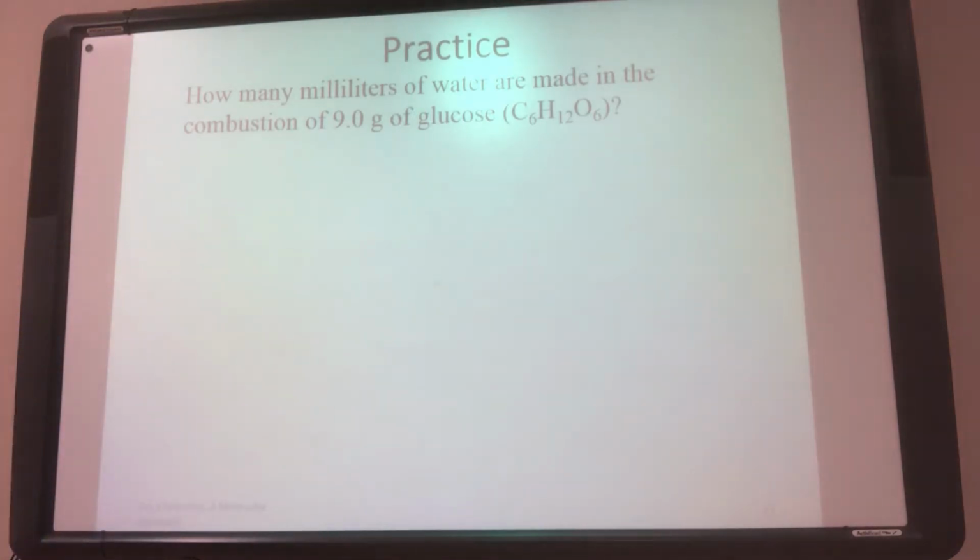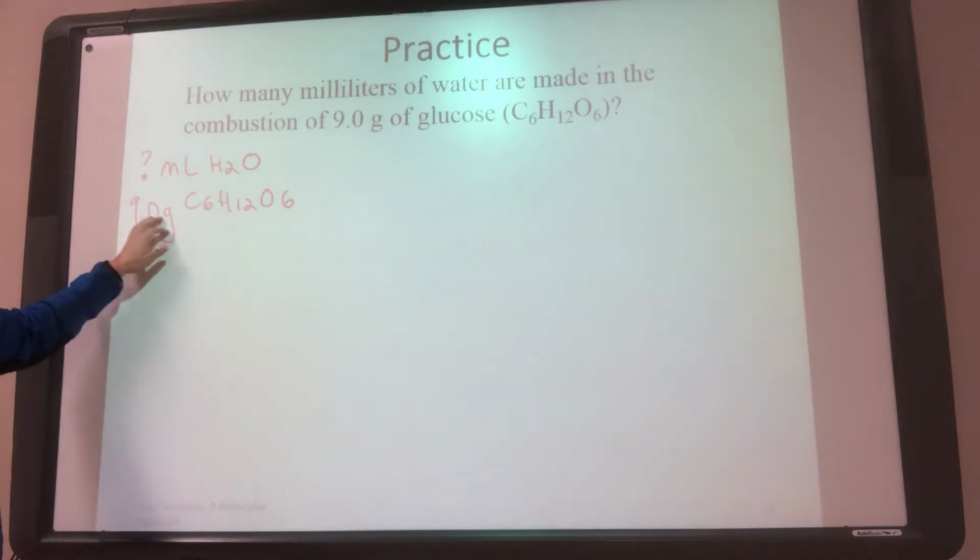Practice this one. It says, how many milliliters of water are made in the combustion of 9 grams of glucose? And I give you the formula for glucose. All right, so what am I looking for? I want the milliliters of water. That's what I'm looking for. How many milliliters of water? And what did they give me? They gave me 9 grams of glucose, and they told me the formula. So let me write out the formula instead of the words. And that's it. I'm looking for milliliters of water, and they gave me grams of glucose.